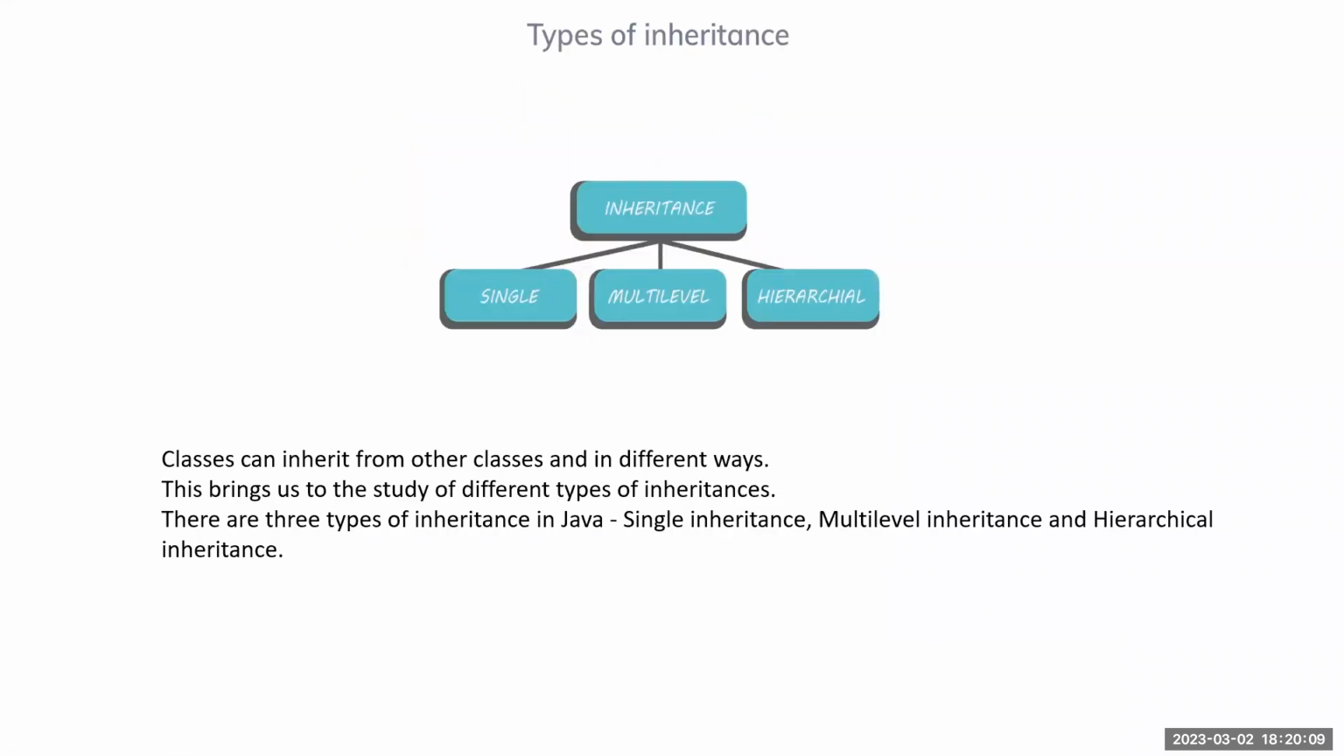Okay, so let us check what kind of types of inheritance we have. The types of inheritance are single, multi-level, and hierarchical. Classes can inherit from other classes in many different ways, so this brings us to study different types of inheritance: single, multi-level, and hierarchical. We'll go through them one by one.